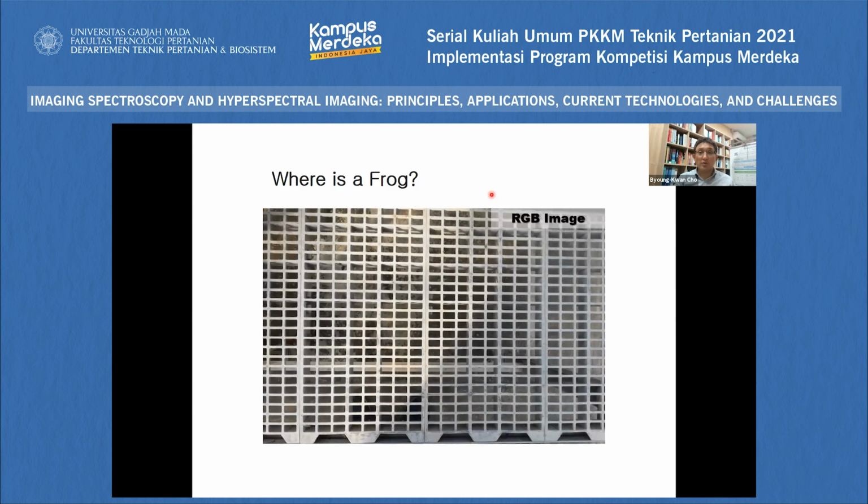Okay, let's see this photo. This is a color image, an RGB image. There is a hidden frog. Do you know where the frog is here?